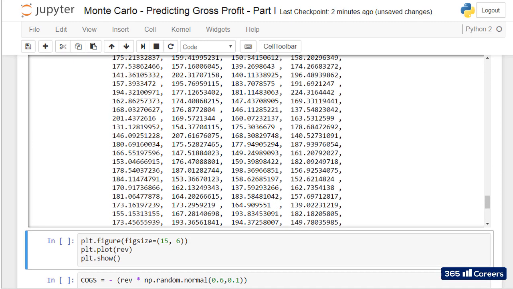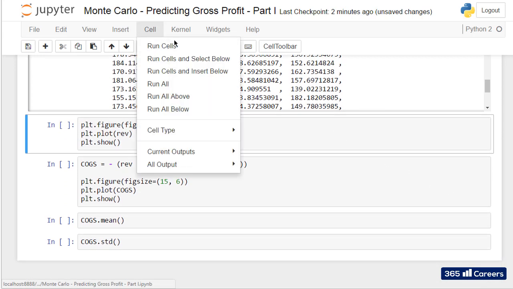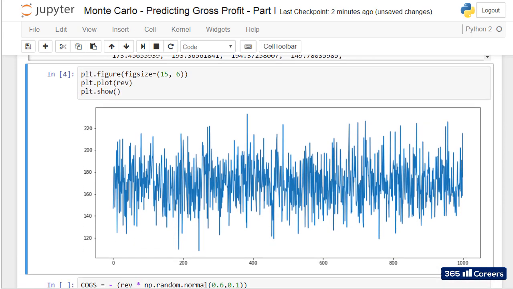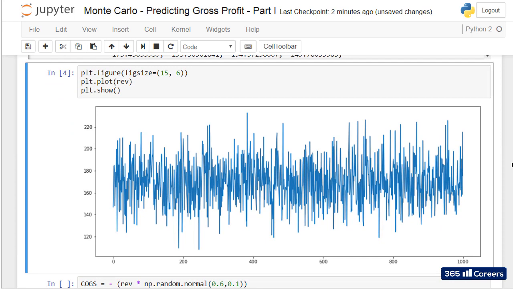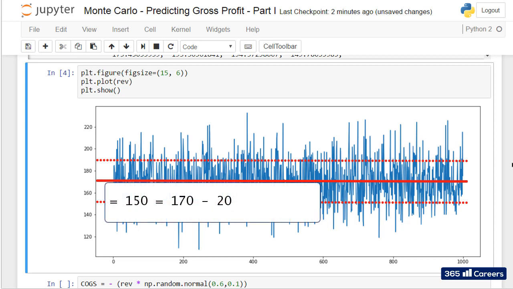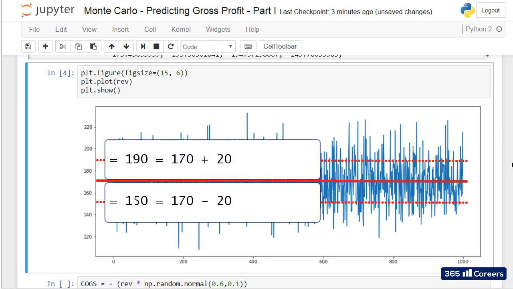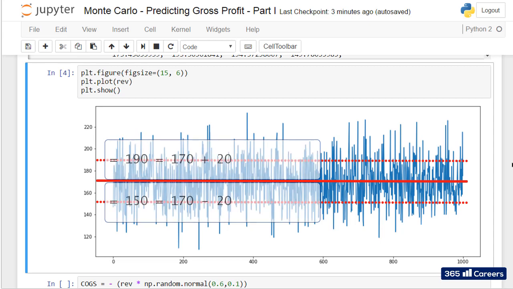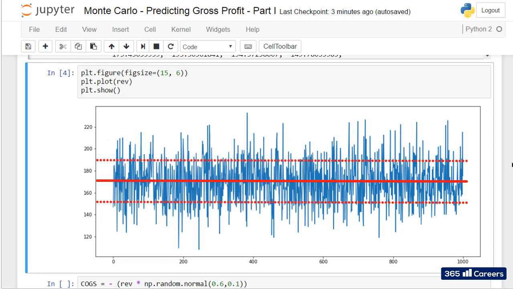Let's plot these observations and see their distribution. Now, it is even clearer that the simulated values are centered on the mean of 170. It is obvious that almost all data points fall in the region of 150 to 190. The two values equal the mean minus 1 standard deviation and the mean plus 1 standard deviation. For 1,000 data points, we rarely observe scenarios outside of these limits. All right, this is how we can interpret the distribution of expected revenues.